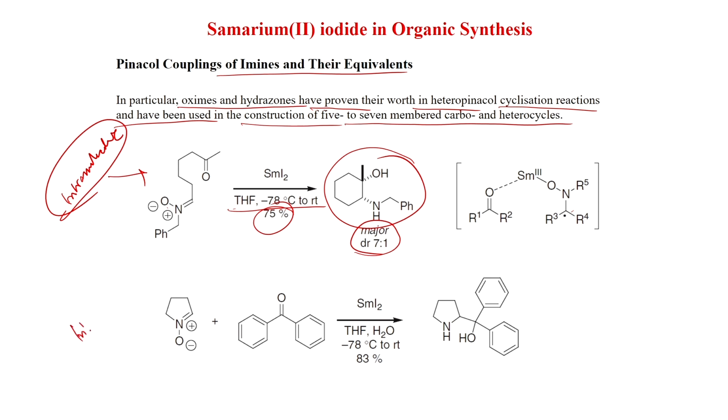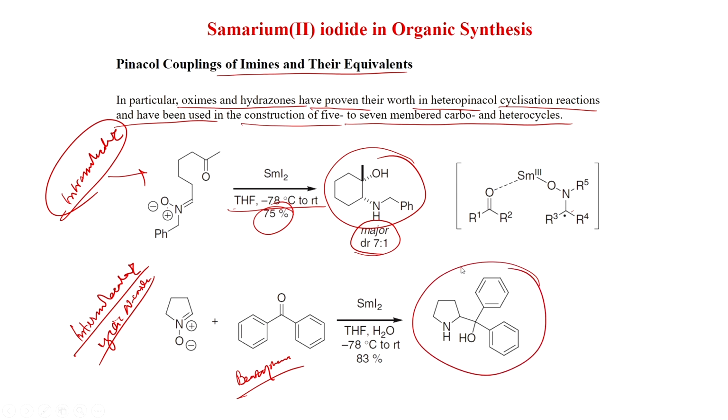Also intermolecular is possible. This is a cyclic N-oxide, and it reacts with benzophenone, and this compound is very important, alpha,alpha-diphenyl pyrrolidine methanol. This compound is obtained with samarium iodide, THF, water. Here water is added, minus 78 degrees centigrade to room temperature, and you get 83% yield.